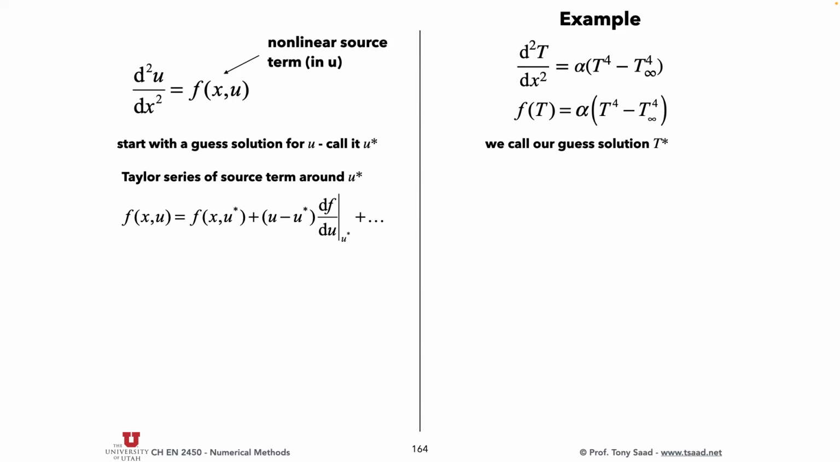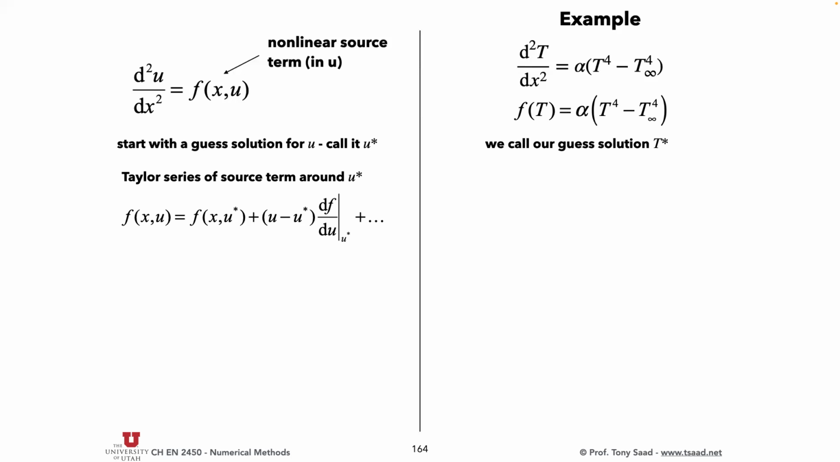Remember when we did Taylor series in x, you had f of x0 plus x minus x0 times df by dx. Same thing here: you do f of x, u star plus u minus u star times df by du. Now this is where the Jacobian is. The df by du, that's the Jacobian. It's the derivative with respect to the dependent variables. So that's where your Jacobian is coming in. But we're doing it in a much simpler way. It's not going to be as complicated as the other technique we used.